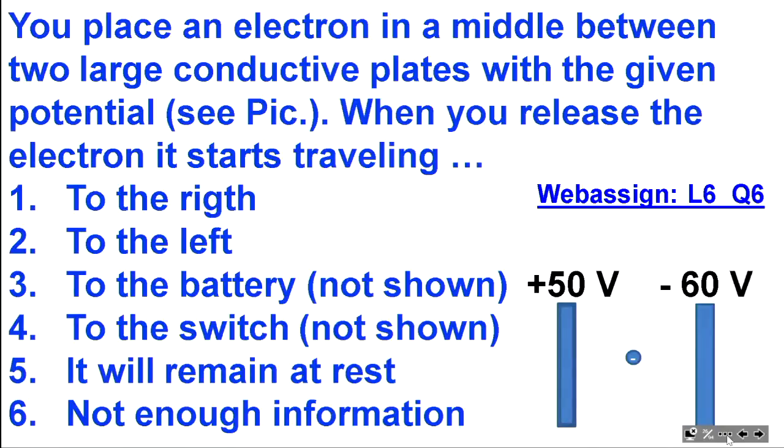If you place a charge in electric field and let it go, how will it move? Well, if we place an electron in the electric field generated by two plates, like these, and you let it go from rest, how would it move? Up or down, left or right? And this question is basically a review question.